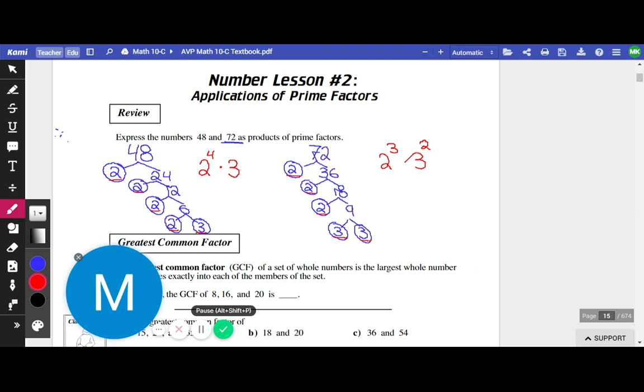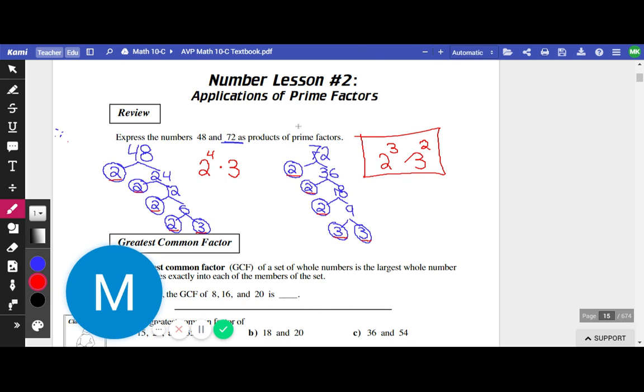I took 72. I wanted to write it as a product of primes, so I used a tree, right? This is not a product of primes. This is prime factorization. The product of primes comes from all the circled things multiplied together. Because when I was done my tree, I had 3 2s, so I said it was 2 to the power of 3. And I multiplied it by, it was 2 3s, so I did 3 to the power of 2. This is my product of primes.